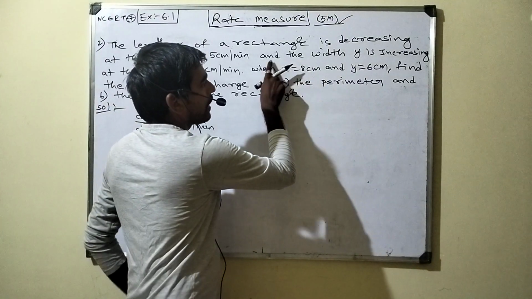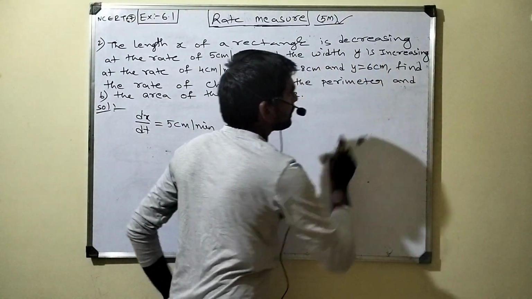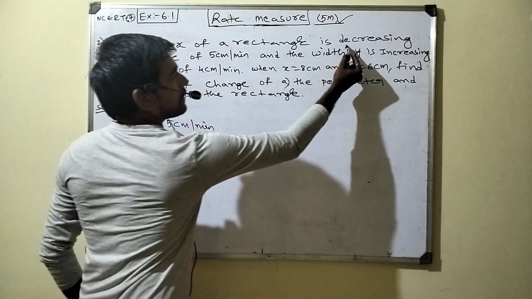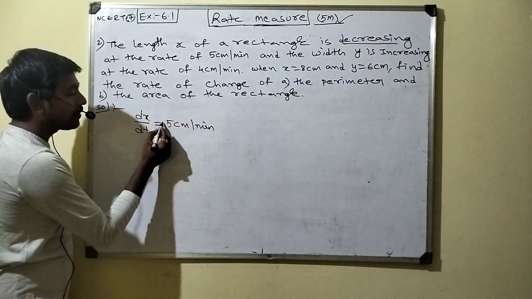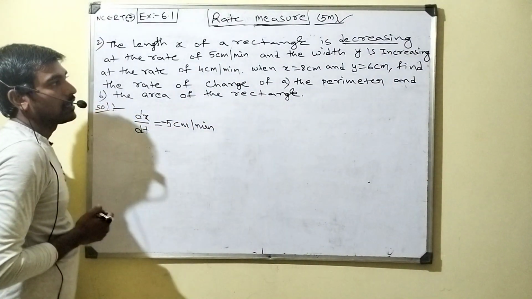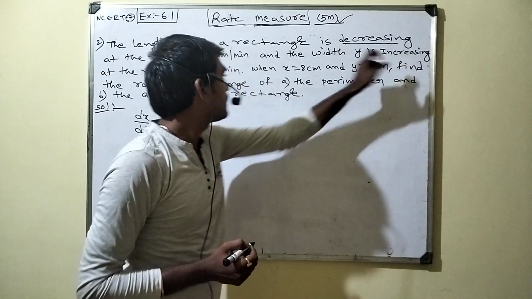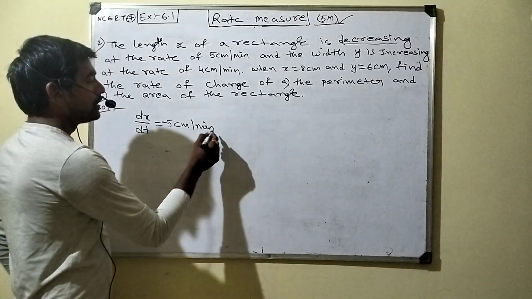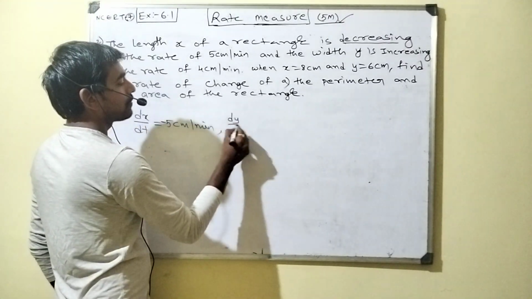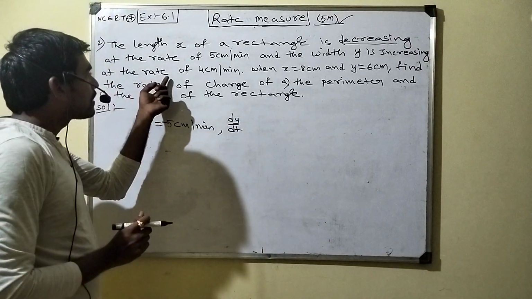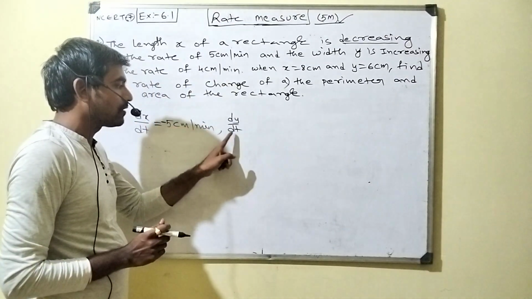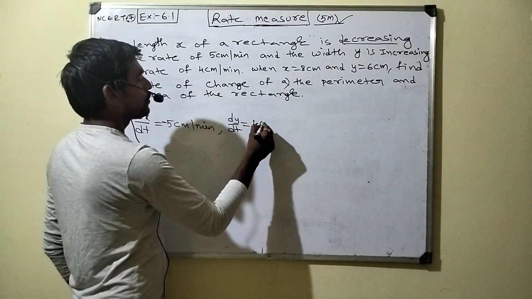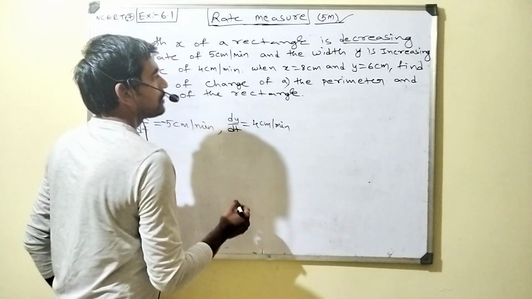And the width y is increasing. Decreasing means minus, okay? And the width y is increasing at the rate of 4 centimeter per minute with respect to time. So increasing means plus, 4 centimeter per minute. This is okay.